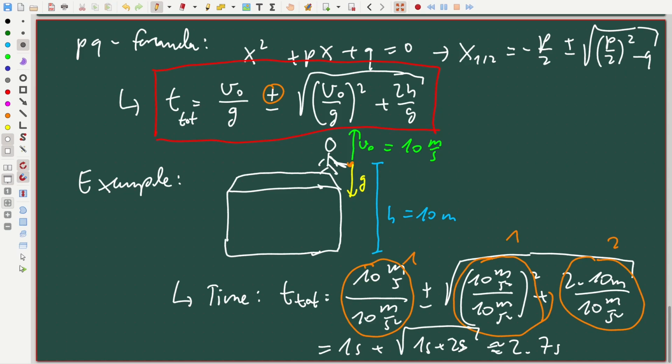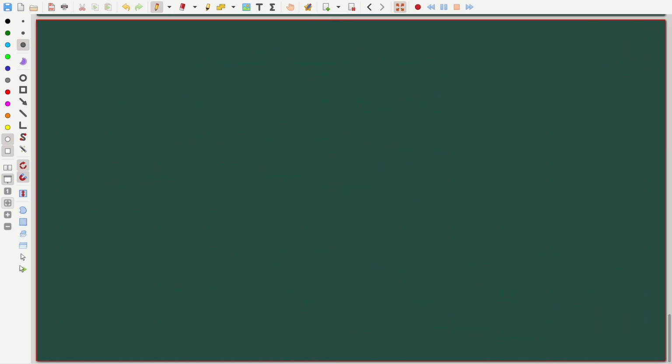So the whole time until the object reaches its highest position and also until it falls down again is 2.7 seconds, and it must be higher, of course, than only the time of this free falling object. And in contrast to free falling objects, we can also calculate another important quantity here in this case, and this is the maximum height of our object that moves upwards first. And in this case, so before it falls down again.